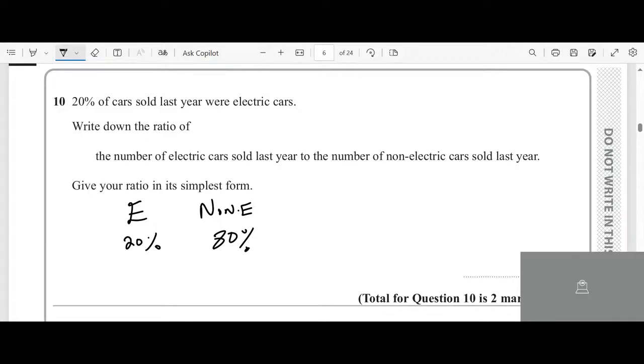So right now, the ratio of electric cars sold last year to the number of non-electric cars sold last year. So this is percentage. You can just remove the percentages. Then 0 will cancel 0. Then 2 will divide to 1. 2 will divide 8, 4. Therefore, the ratio is 1:4 in its simplest form. That is the easiest way to deal with question number 10.